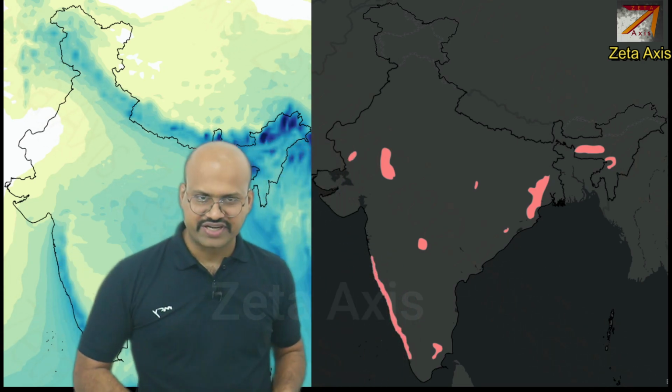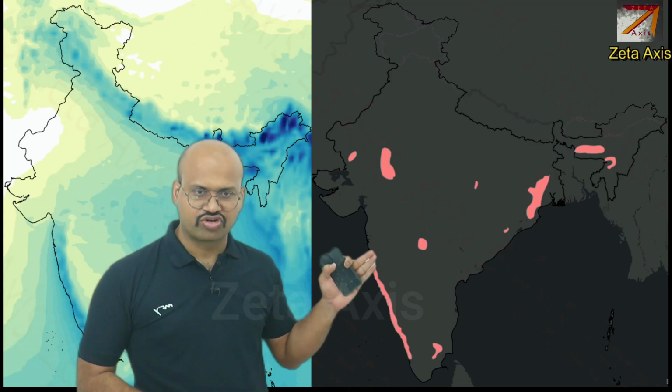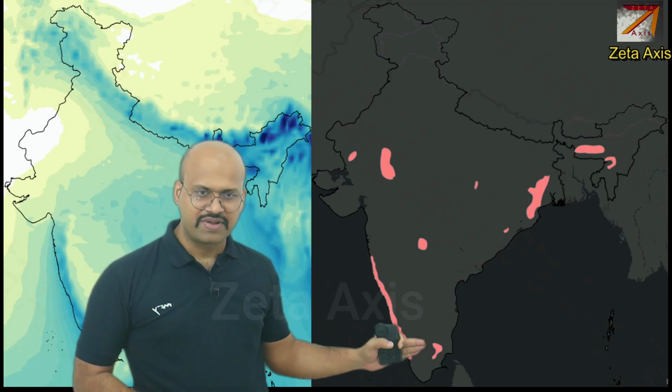Now if we see the regions having this laterite soil, here is our Western Ghats. We can see that this region has a very high amount of rainfall all along the Western Ghats. Because of the high amount of rainfall and humidity in this region, we see laterite soil. Similarly, here in Tamil Nadu, we can see that there is this portion where there is a higher amount of rainfall.